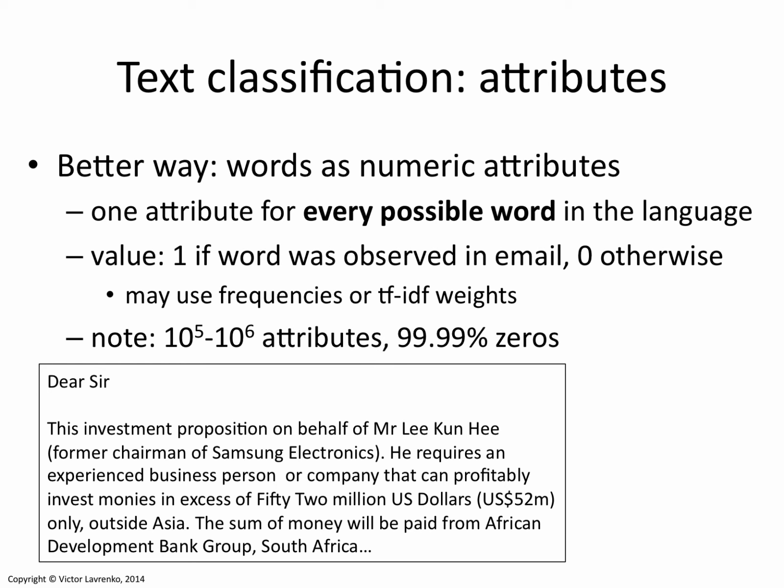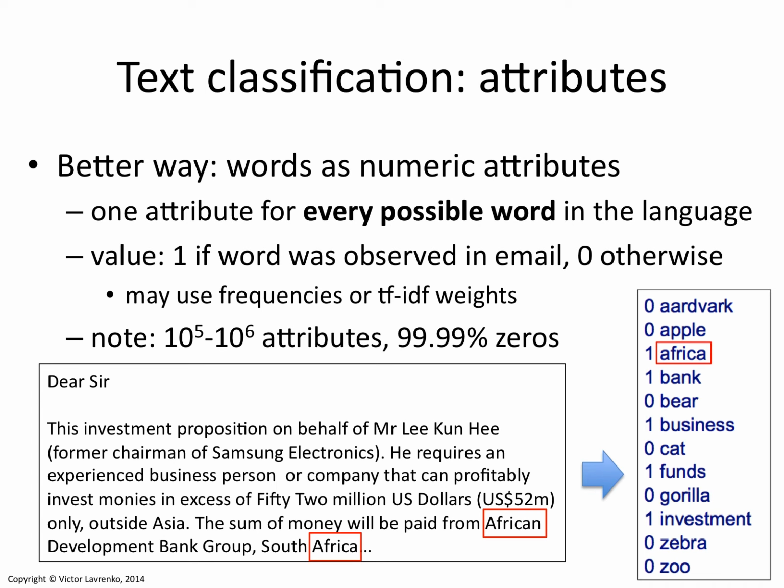A better way to do the same thing would be, instead of tying the attributes to a position of the token in an email, you tie an attribute to a particular word in the vocabulary. Say I have a vocabulary of, I don't know, 1,000,000 words. So I'm going to have one attribute for each of the 1,000,000 words in my vocabulary. So I'm going to have an attribute for aardvark, for apple, and all the way down to zoo.